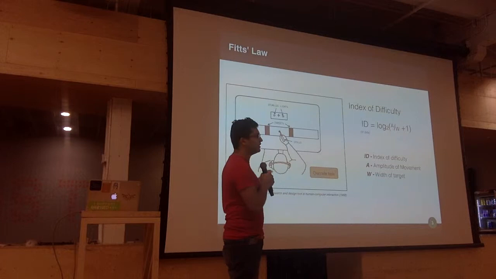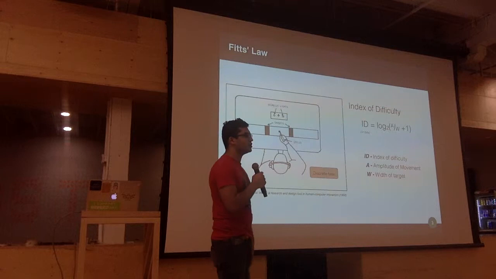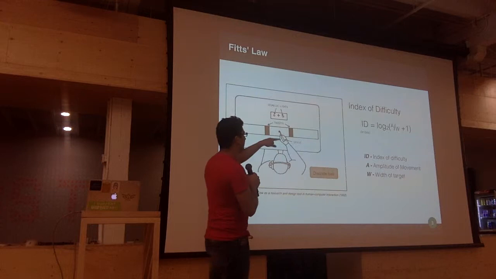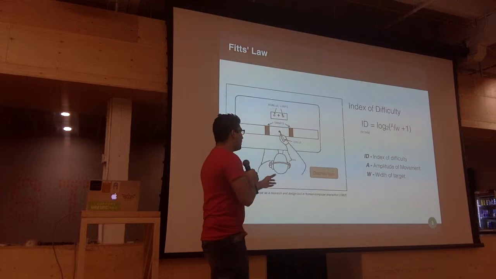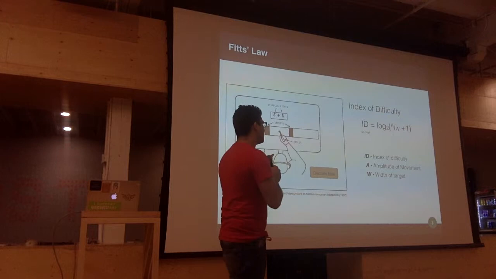This formula has gone through a lot of iterations. This one specifically is based on Shannon information theory, and simply states that for any given A, the amplitude of movement, in this case the movement from the center to the target, and the ratio to the width W of the target, the two little targets, the index of difficulty, how difficult it is for a user, is going to be that little value.